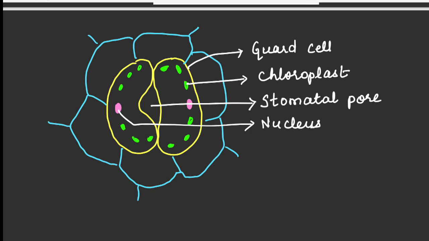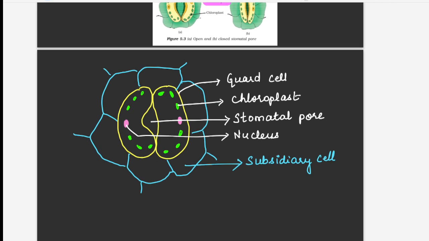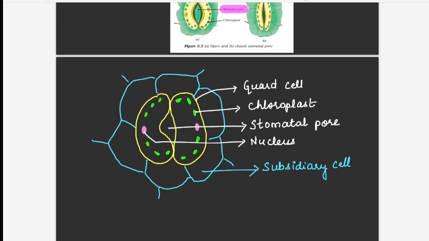So how many guard cells in total are present? There are two. So this is one, and then this is the second one. Two guard cells are present. And then these blue color cells, what we have written, those blue color cells are called subsidiary cells. Subsidiary cell. So this is the structure of stomata.